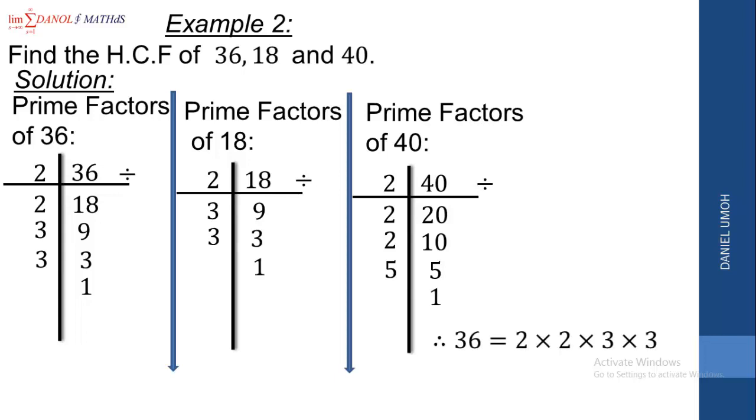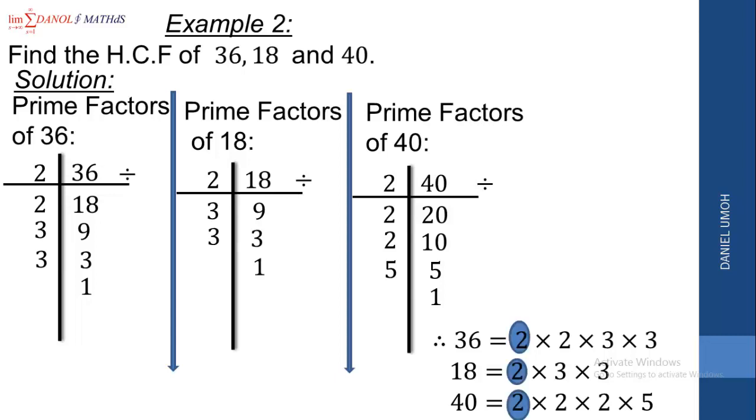Hence, we can see that 36 is equal to 2 times 2 times 3 times 3, right? That's the prime factors of 36. So 18 is 2 times 3 times 3, right? Of course, 40 is 2 times 2 times 2 times 5. So among these three numbers, you can see that 2 is common to all three of them. There is no other number that is common among the three of them. So therefore, we see that the HCF of 36, 18, and 40 is equal to 2.